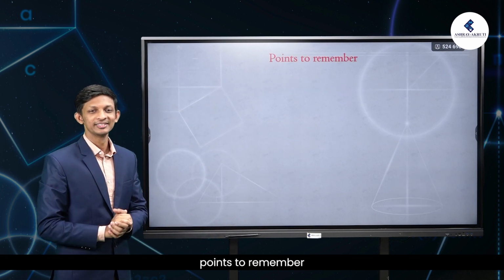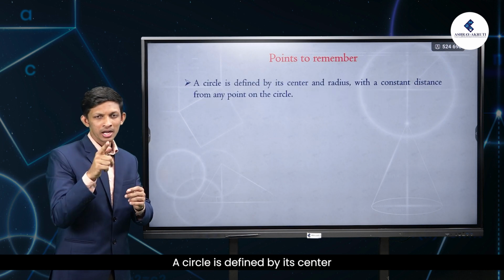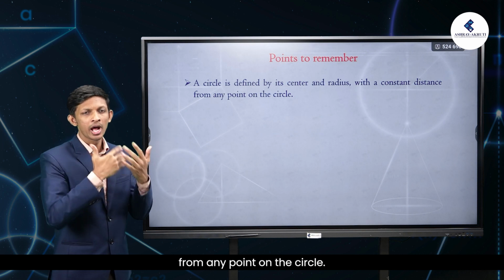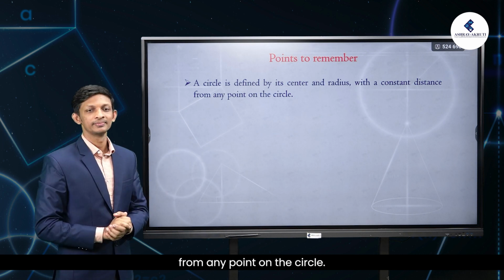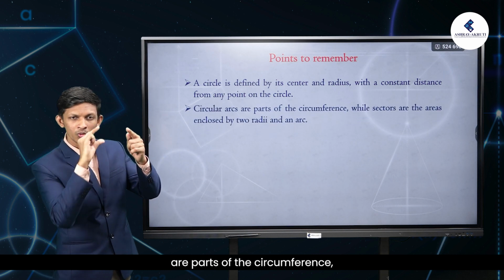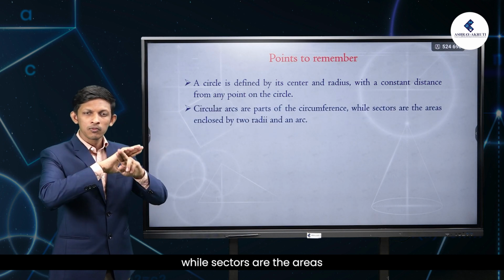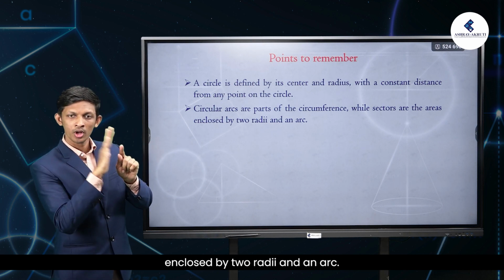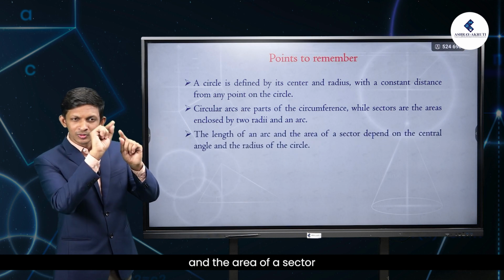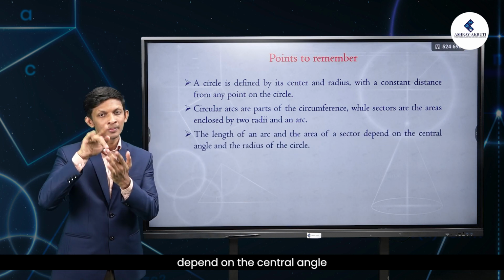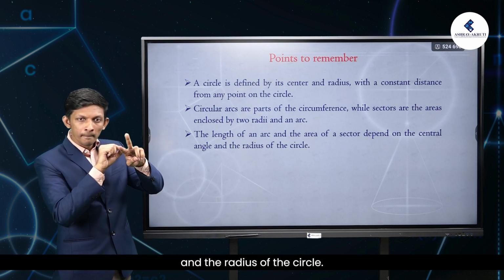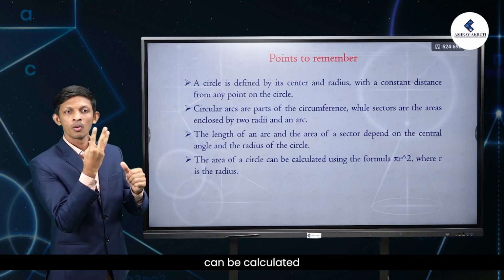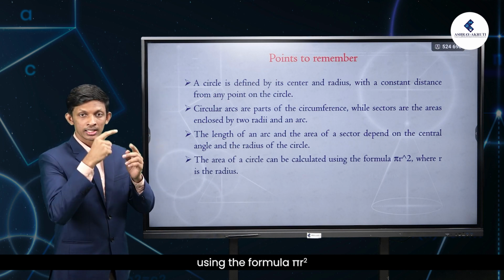Points to remember. A circle is defined by its center and radius with a constant distance from any point on the circle. Circular arcs are parts of the circumference, while sectors are the areas enclosed by two radii and an arc. The length of an arc and the area of a sector depend on the central angle and the radius of the circle. The area of a circle can be calculated using the formula pi r square, where r is the radius.